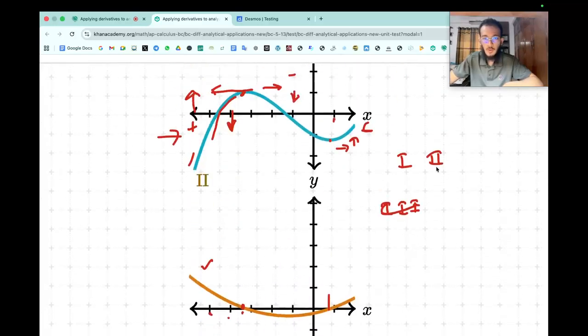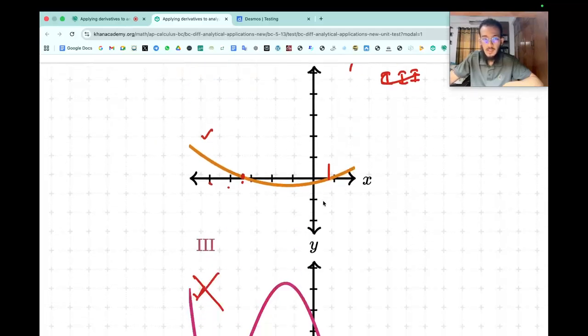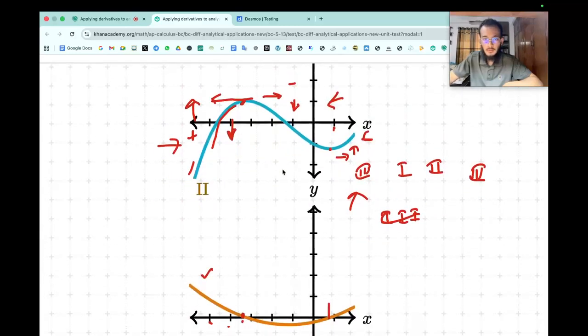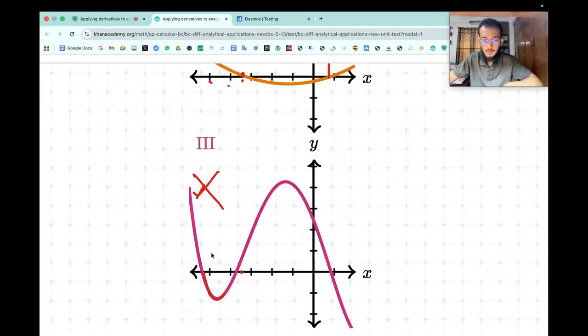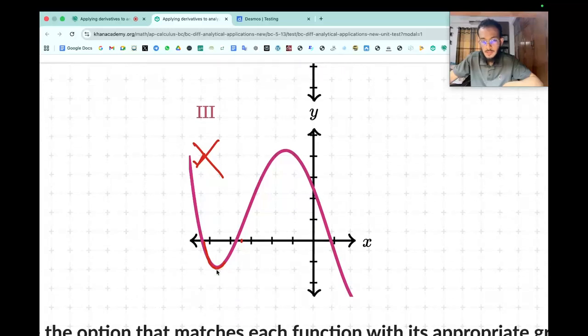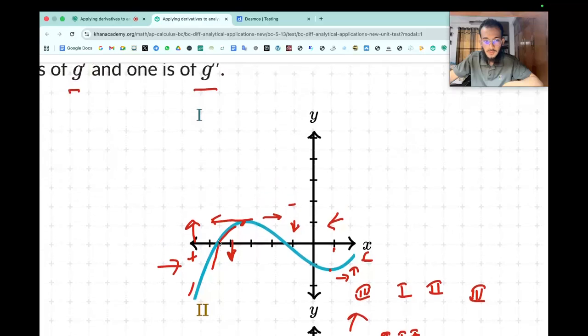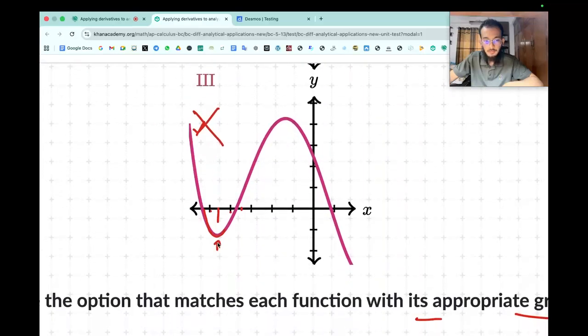And the question is, what about the third? Will the third function be here or here? Okay, let's try this one. Let's see whether this function is the derivative of this function or not. For this portion here, we need 0, right in between this and this. So do we have 0? We do have 0.